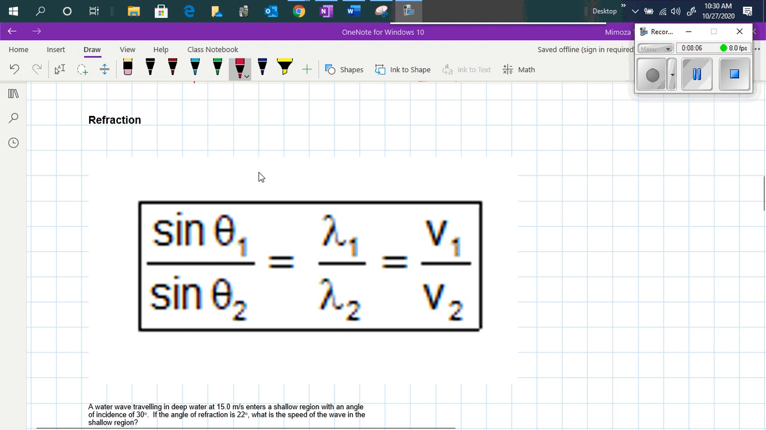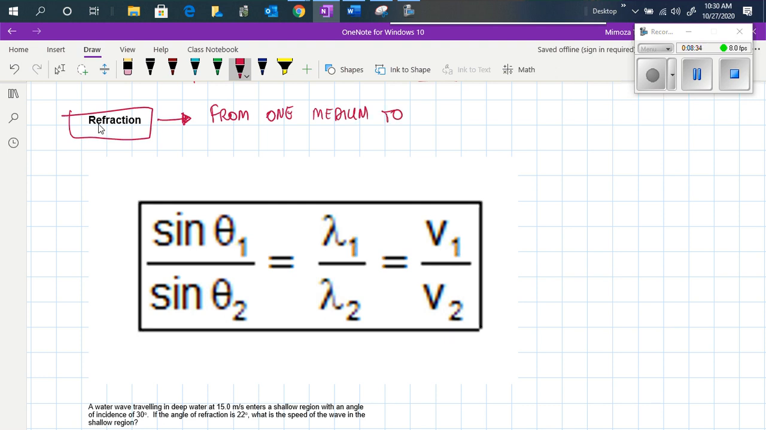The second phenomenon that we notice when we have a wave that is traveling is known as refraction. Refraction is happening when you move from one medium to the other. So let's say that we are moving from air to water, or from water to diamond.